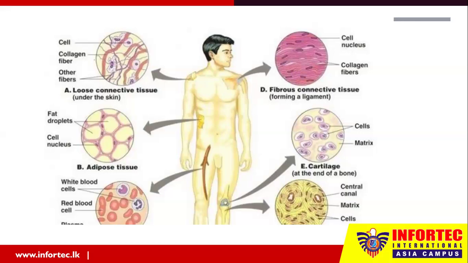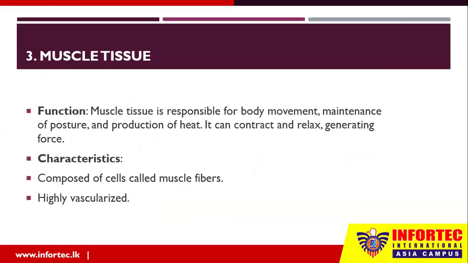Other than that, there is abundant extracellular matrix. Another key feature is that connective tissues are found between other tissues. It means these connective tissues are not exposed to the outside. So these are the key features of our connective tissue.